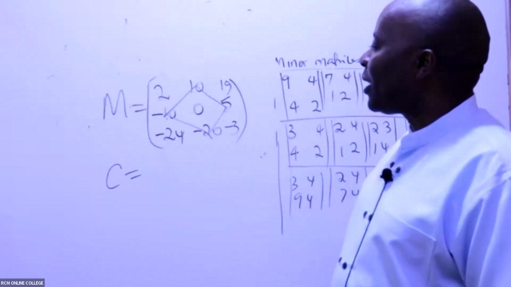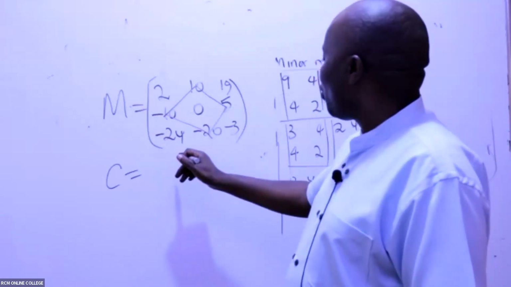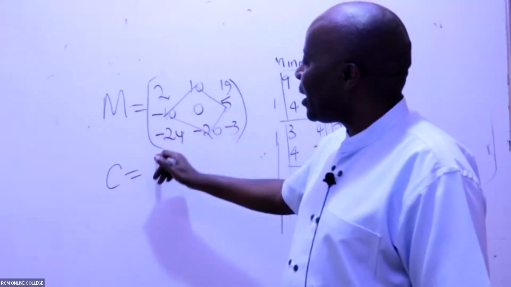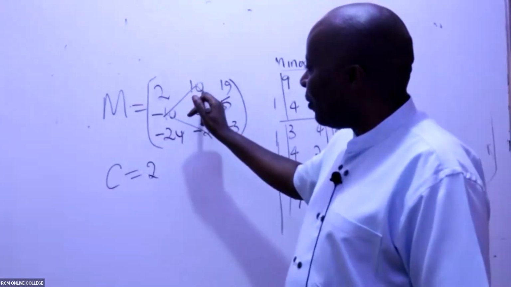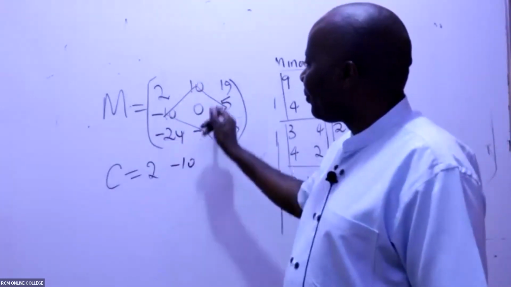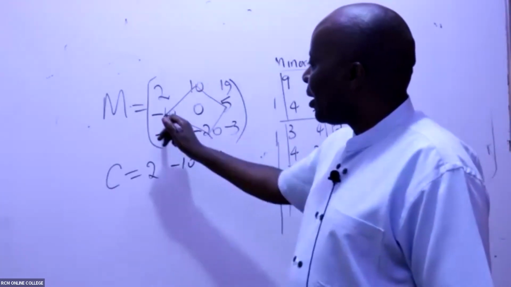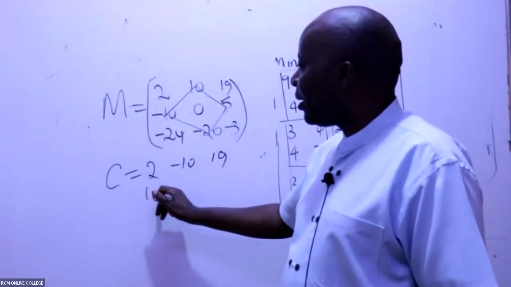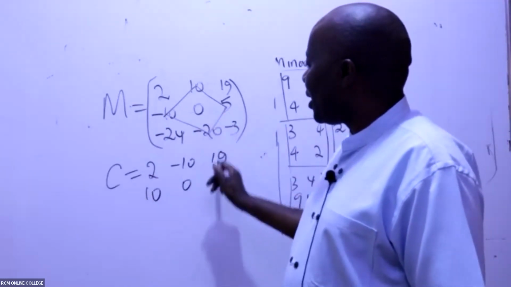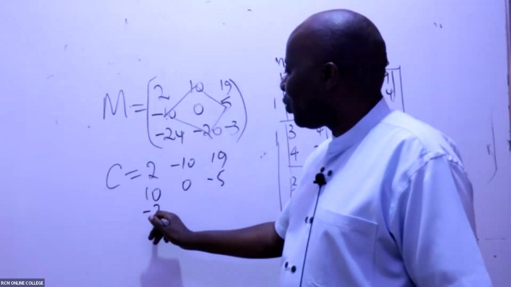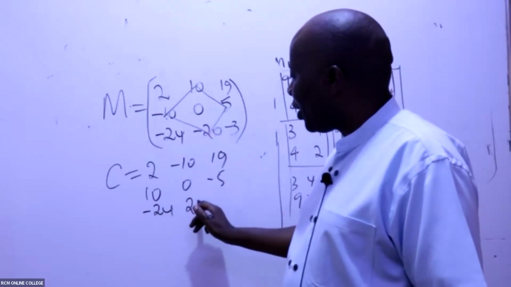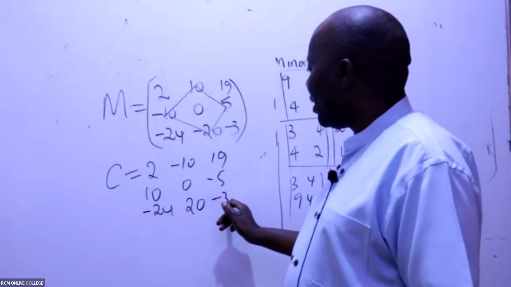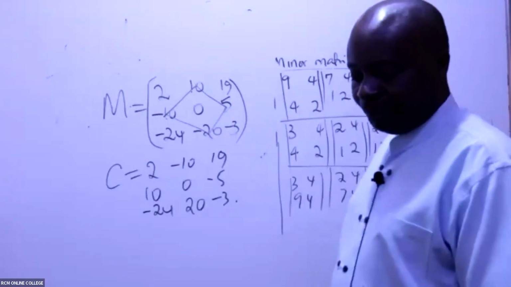So then our cofactors, ladies and gentlemen, we happen to be having our cofactors. So this remains. This has been kissed by a corner of the diamond, so it becomes minus 10. This is 19. This is now positive 10. This is 0. This is negative 5. This is negative 24. This has been touched by the diamond, so in this case here, 20 positive. And then we have lastly, minus 3 like that.